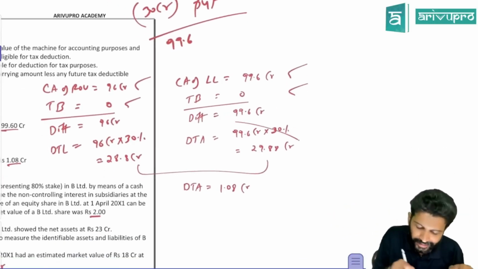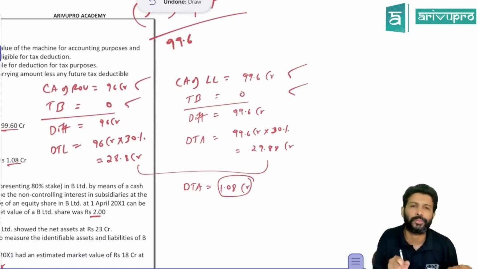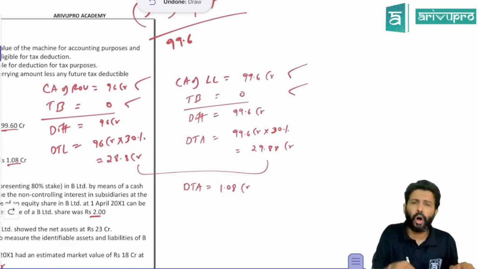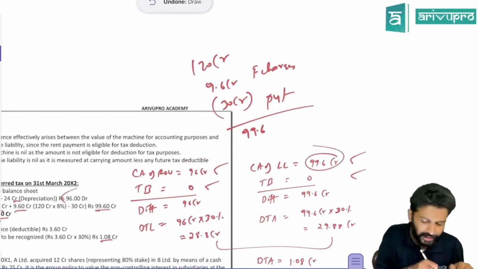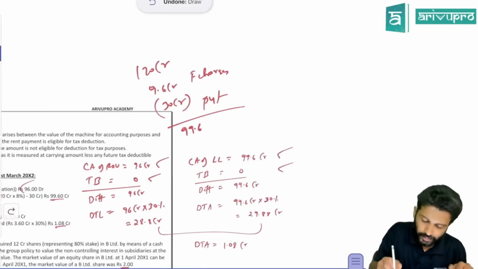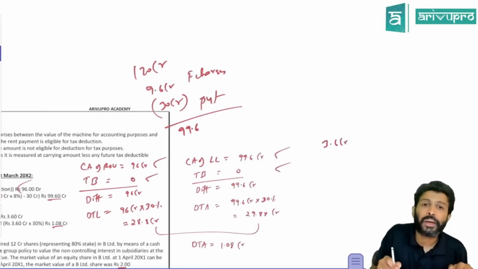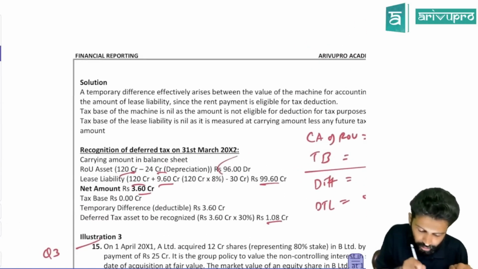So which is higher? DTA is higher by how much? 1.08 crores. Like this, one way you can work out like this. Or initially only you set off, no? ROU ka carrying amount is 96. Lease liability ka carrying amount is 99.6. So which is higher? This only is higher by how much? 3.6 crores. So directly you can calculate on 3.6 crores only.